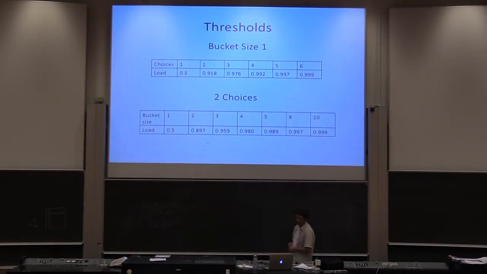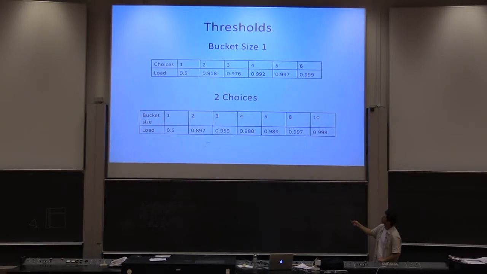Okay, so again, you can think of what are the possible load thresholds that you can come up with? For bucket size 1, 2 choices is 0.5, and then 3 and 4 and so on. So 2 choices was a load of 0.5, 3 choices gets you already up to 91%, 4 choices gets you to about 97%, and so on.